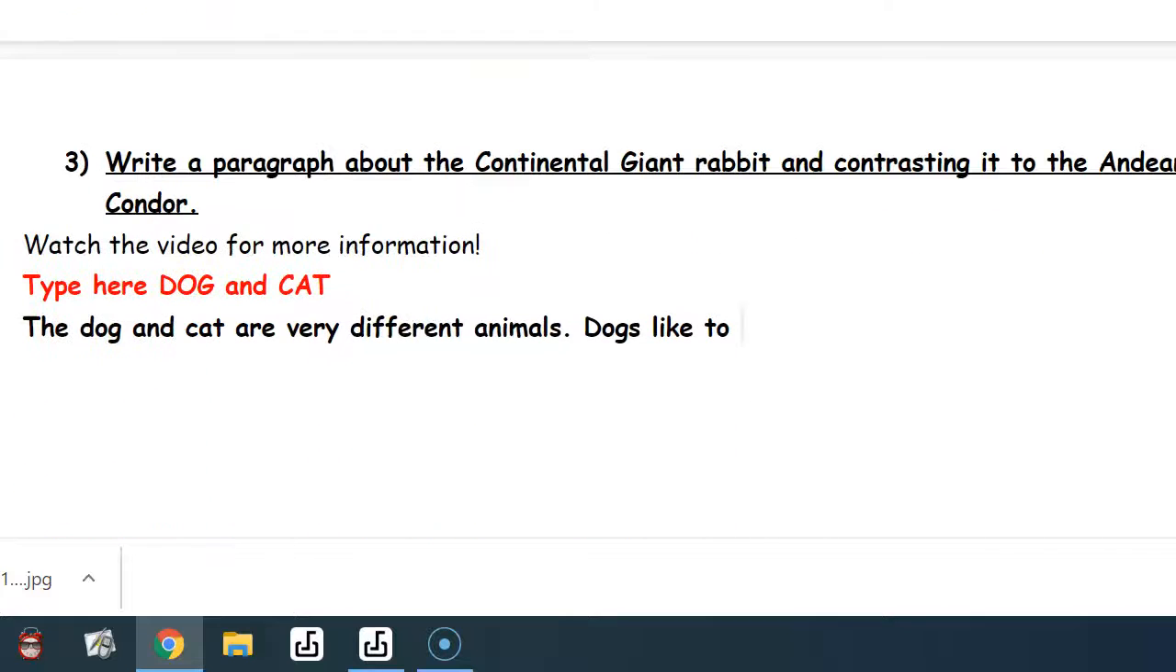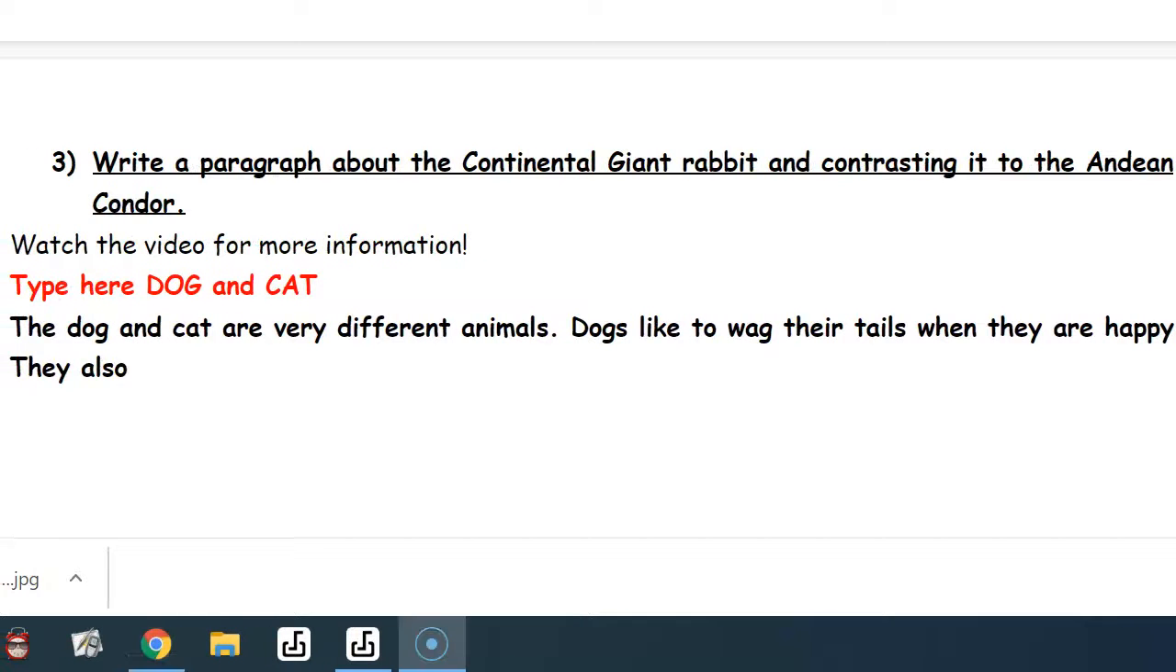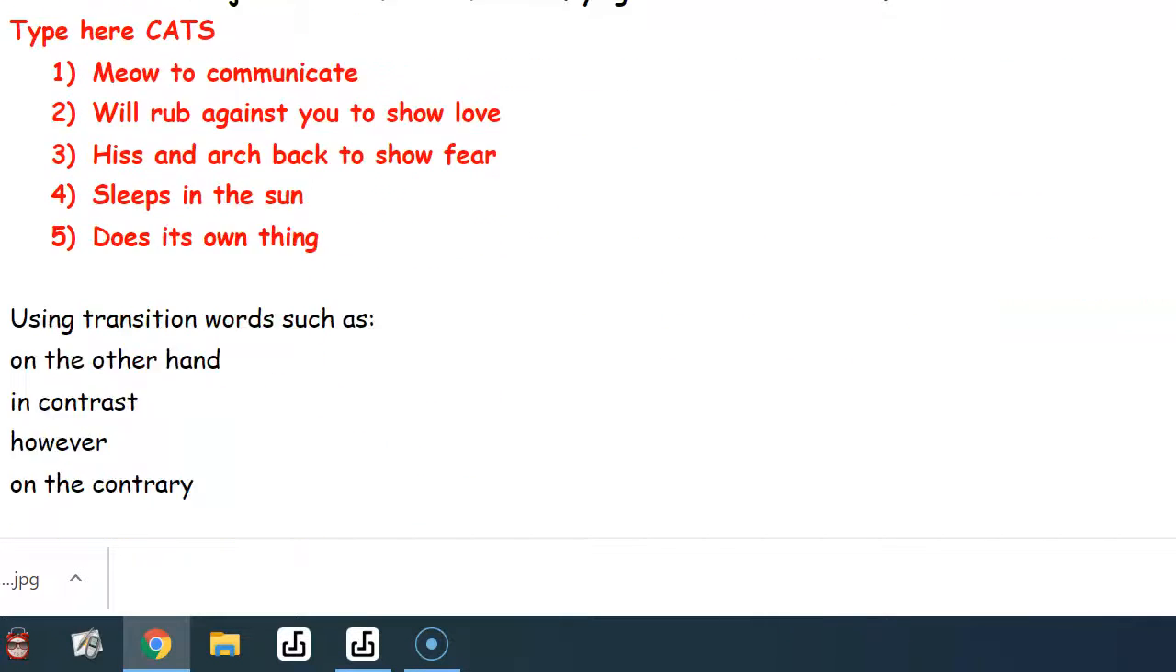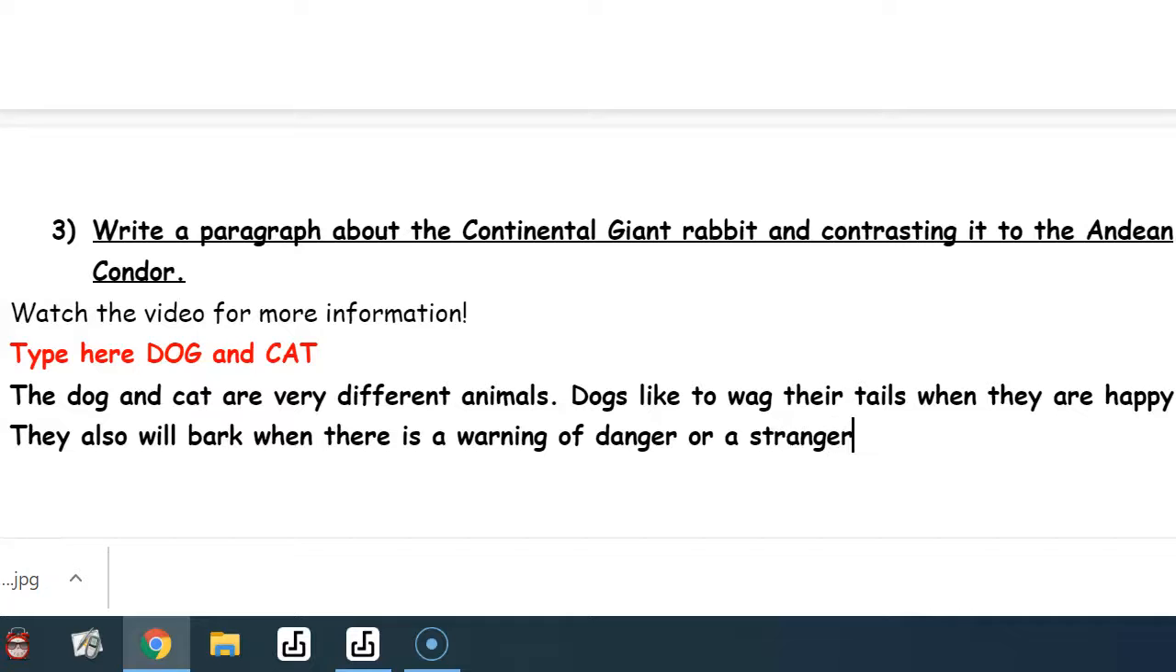Wag their tails when they are happy. They also, what do they also do? They also bark when there is a warning of danger or a stranger. Stranger danger. Okay, what else will they do?